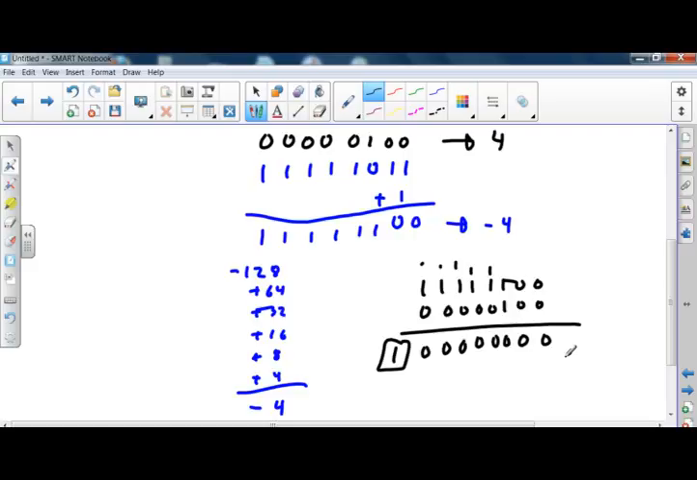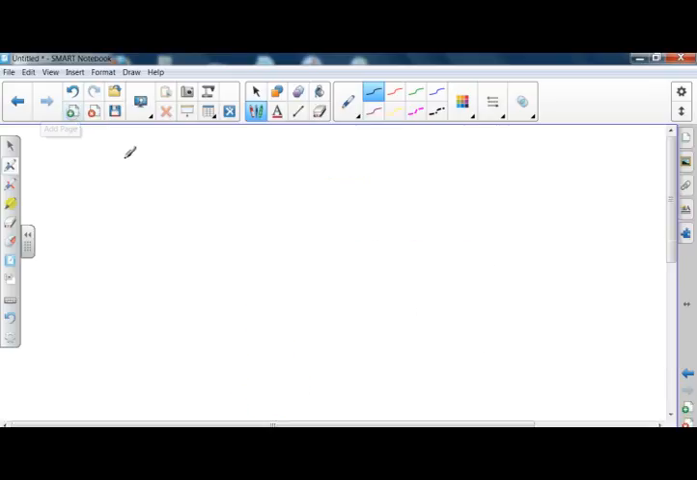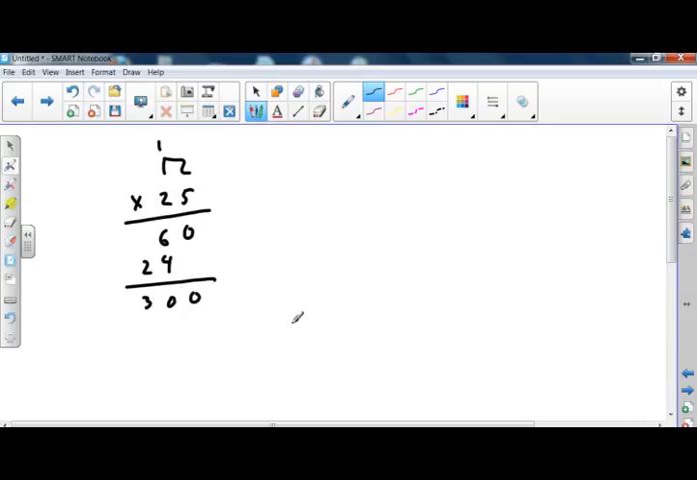All right, so now we're going to multiply. 12 times 25. Okay, so 5 times 2, 0, 1 to carry. 5 times 1 is 5, plus 1 is 6. 2 times 2 is 4. 2 times 1 is 2. I add 0, 0, 3. 300.